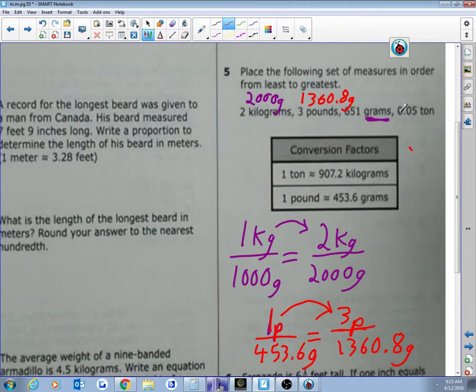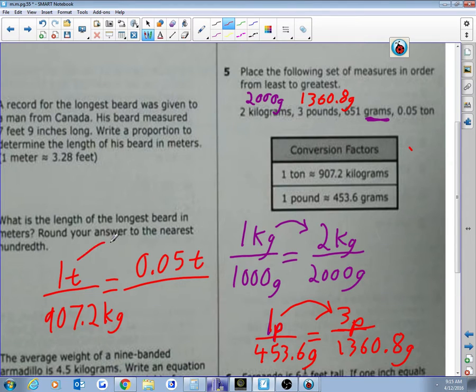That's 651 grams. All right, 0.05 tons or 5/100ths of a ton. We're going to have to do 2 conversions here. First turn it to kilograms and then turn it into grams. So I know for 1 ton, I've got 907.2 kilograms, and I'm looking for 0.05 tons. Anything times 1 equals itself, right? So 0.05 times 1 is 0.05. What I do to the top, I've got to do to the bottom. My scale factor here is 5/100ths.